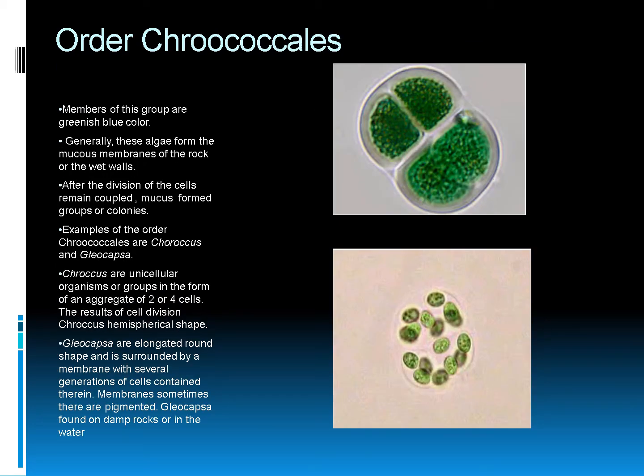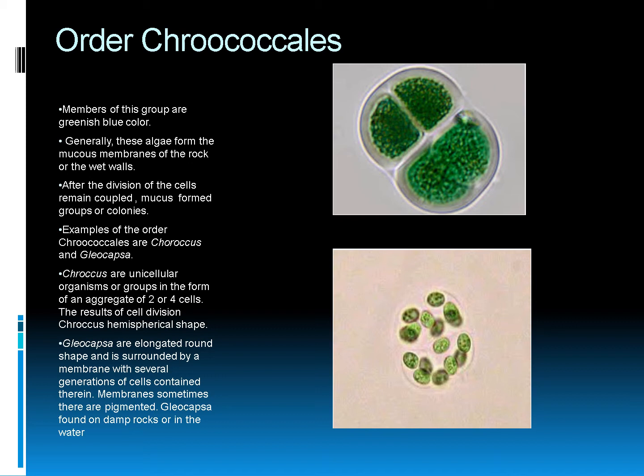Order Chroococcales. Members of this group are greenish-blue in color. Generally, these algae form mucous layers on the rocks of wet walls. After the division of the cells, they remain coupled, and mucus forms groups or colonies. Examples of the order Chroococcales are Chroococcus and Gloeocapsa.